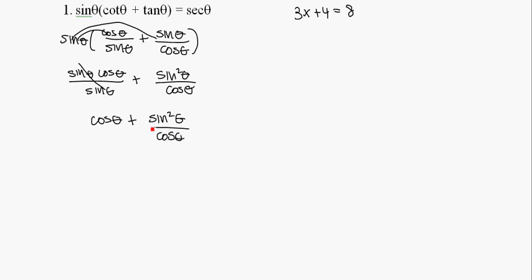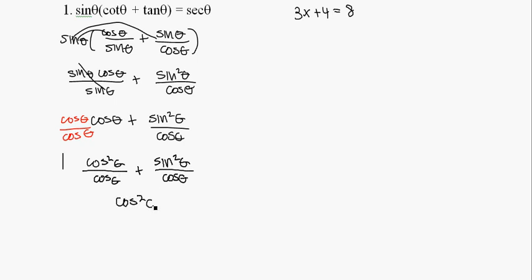So now I need a common denominator between these two, so I'm going to multiply this one by cos theta over cos theta. So I get cosine squared theta all over cosine theta plus sine squared theta over cosine theta. I can add these two since I have a common denominator, so I get cosine squared theta plus sine squared theta all over cosine theta. And that's your Pythagorean identity, so I get 1 over cosine theta.